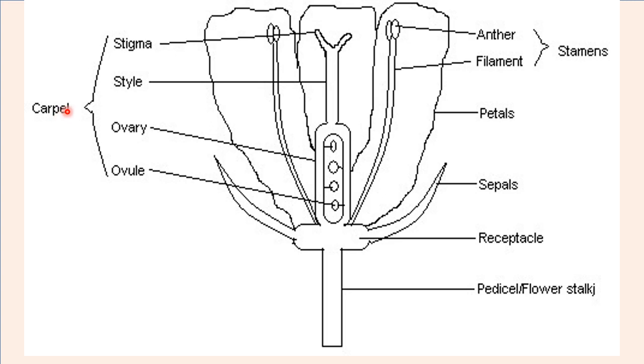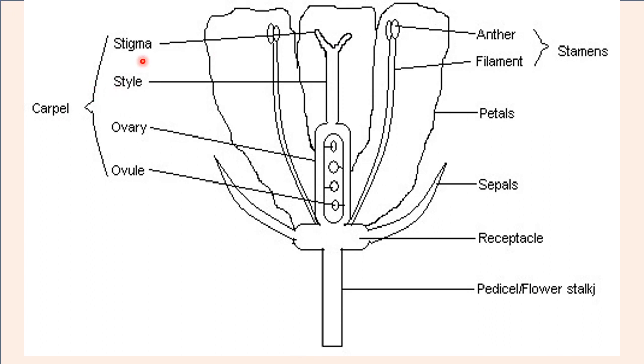What makes up the carpel are these four parts. I'll start with the top one called stigma. So the stigma is this part. The function of the stigma is it receives pollen grains. Pollen grains from the anther can come and they will be deposited here. So that is its function, to receive pollen grains.